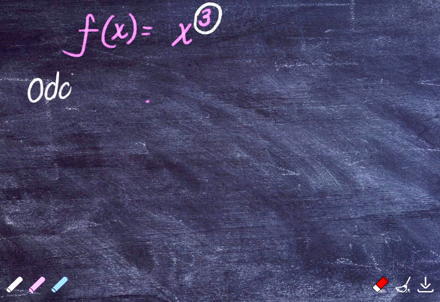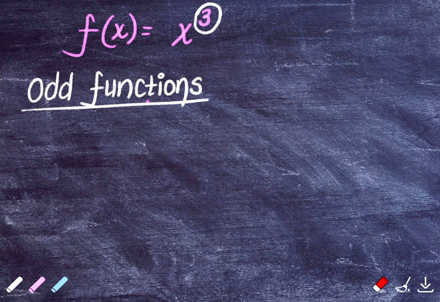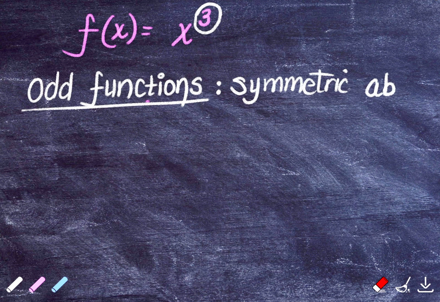Next one, we have f of x equals x cubed. As you can see, the power is not even, it is an odd power here. So such types of functions are called odd functions, when the power is an odd number. And the main characteristic or property of an odd function is that they are symmetric about the origin.